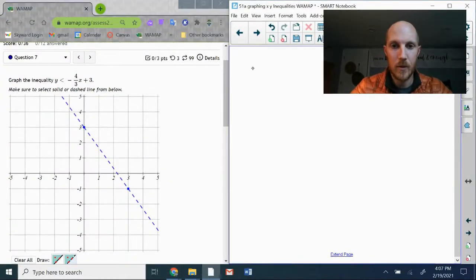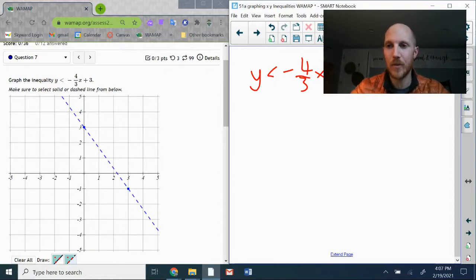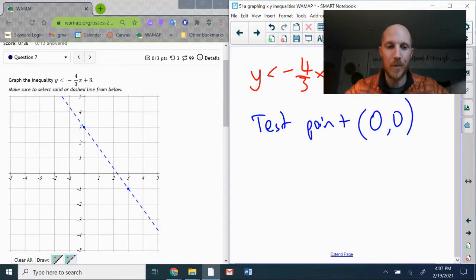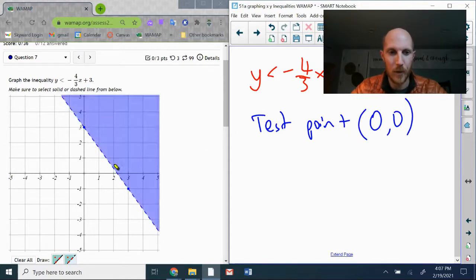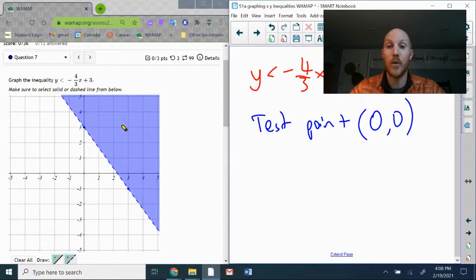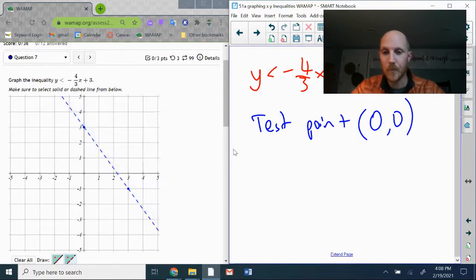And y is less than -4/3 x plus 3. So I'm going to go ahead and use 0, 0 as my test point. Which would be below. So if I move my cursor back over here, 0, 0 is going to be right here. So if it turns out this is the correct side to graph, then that's the shading that I want. If it turns out that 0, 0 is not correct, then I'll know I should shade the other part of the graph, or above. So let's find out.